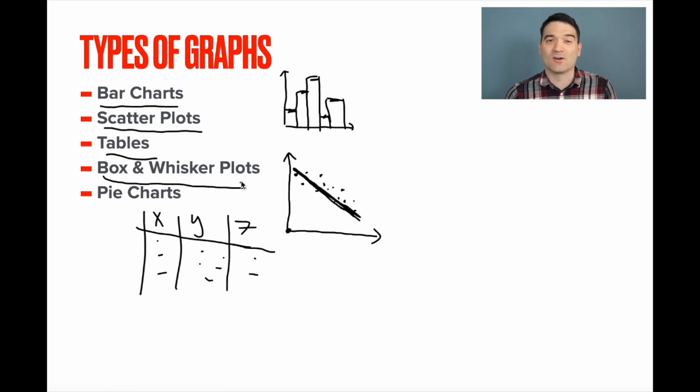Box and whisker plots are pretty darn rare and a little more difficult, but I'll do a very, very quick review of them. What a box and whisker plot does is it basically tells you the maximum and minimum observation in a set of data. So like, let's say that I'm talking about height. The shortest person would be right here. The tallest person would be right there.